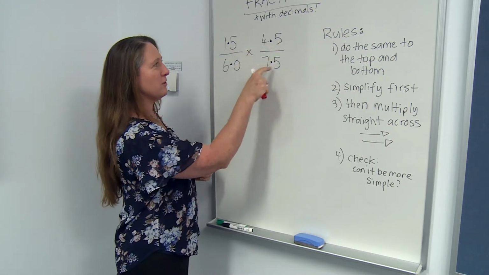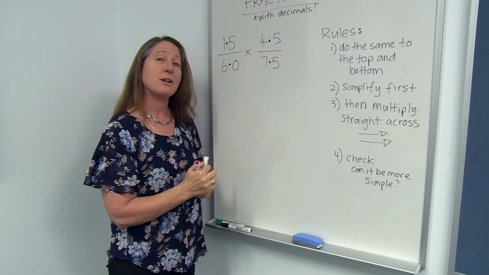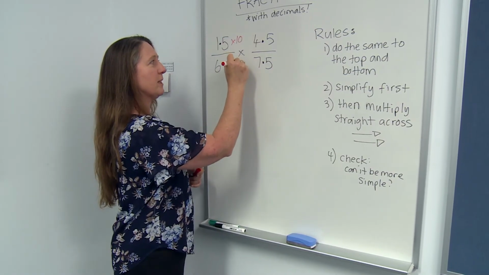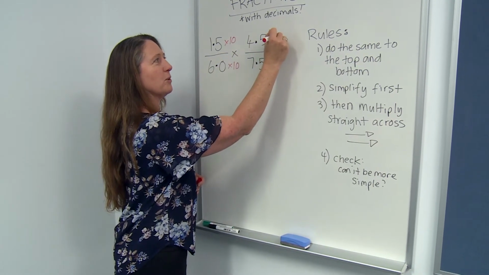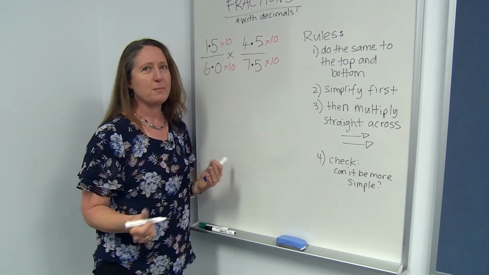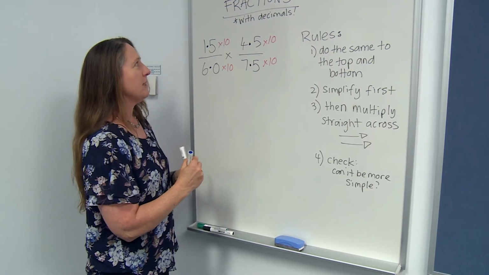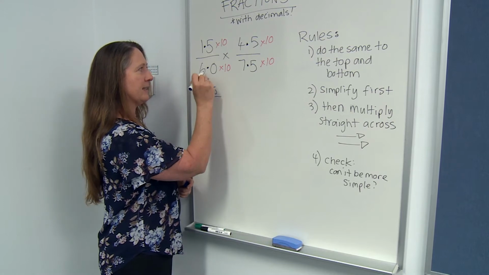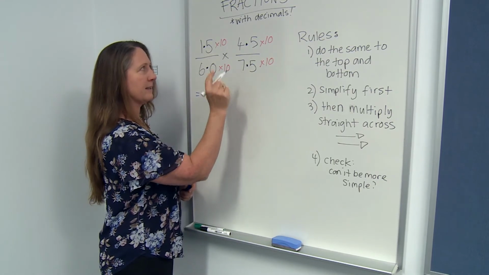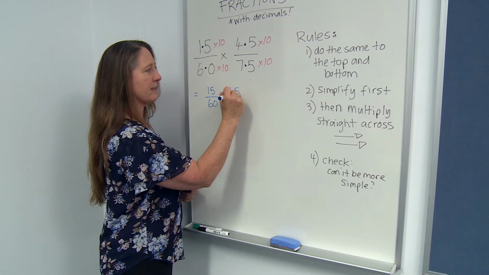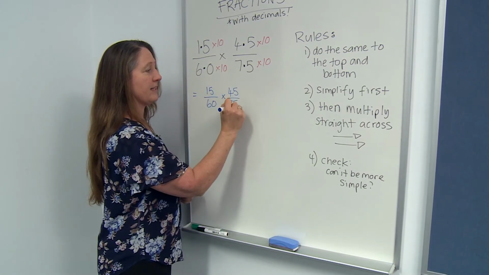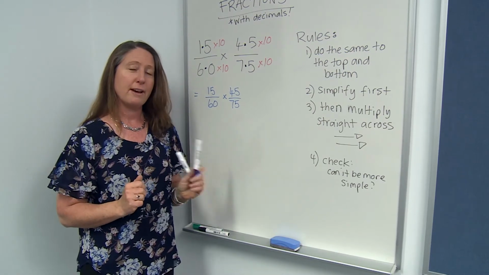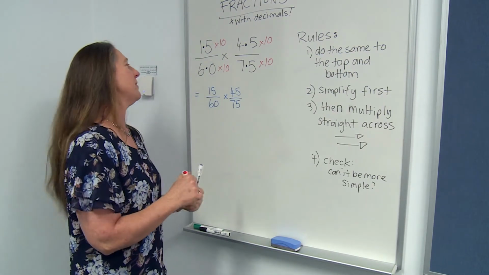But because they've all got one decimal place, I could times them all by 10, and that will get rid of all those decimals, and then I can work with nice whole numbers, and that will make me feel happy. So if I times them all by 10, what will I get? 15, 60, 45, and 75. And now it looks like a nice easy fraction to work with, because we all know our 5 times tables, right? We know that, easy.